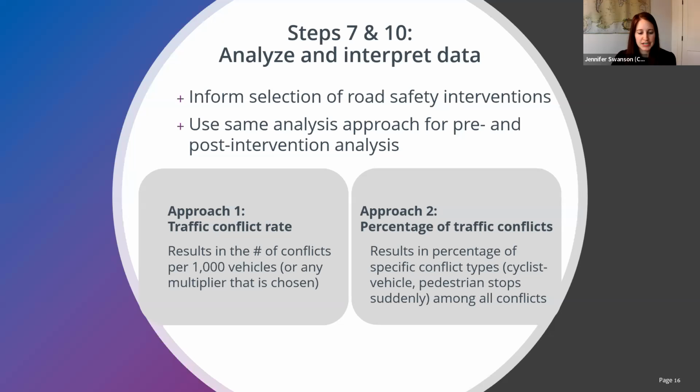Data analysis and interpretation will inform which road safety interventions are selected and implemented, and choosing the same analysis approach for both pre- and post-intervention data analysis will ensure consistency throughout the TCT study. In the toolkit, we present 2 approaches to analyze traffic conflict data, which can be tailored based on the local context. Approach number 1 provides the traffic conflict rate per 1,000 vehicles, and this is the method that we used in the toolkit, in the publication. And approach number 2 provides the percent of traffic conflict types among all conflicts.